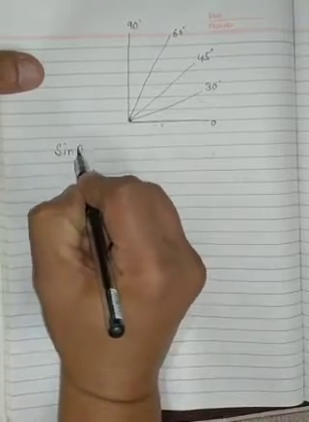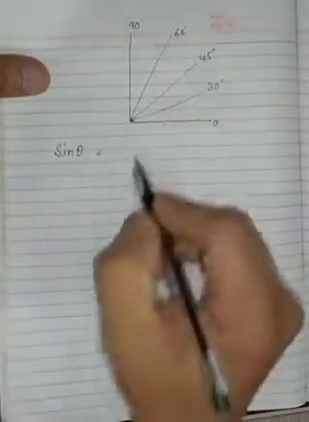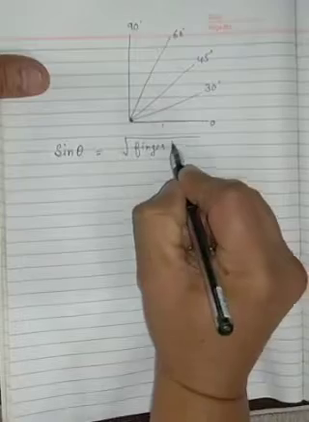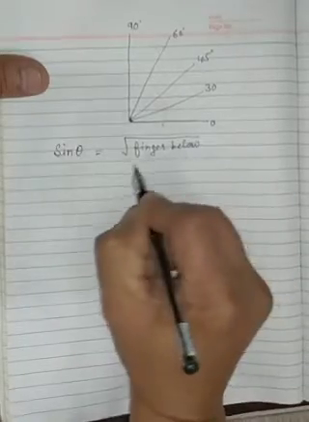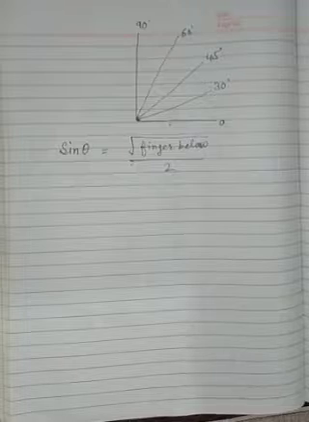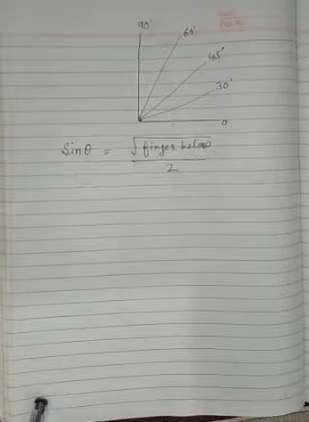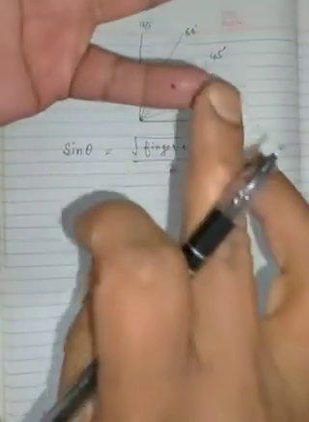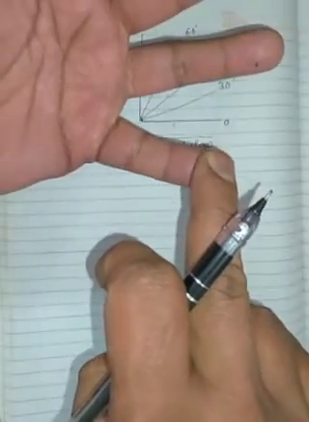The method is sine theta is equal to under root fingers below upon 2. This is a trick for finding out the ratios of sine using our left hand fingers and thumb. So for 0 degree, I will use this finger. As I told you, this finger is for 0, this is for 30 degree, it is for 45 degree, it is for 60 degree and this thumb is for 90 degree.